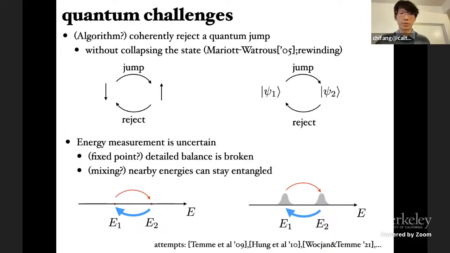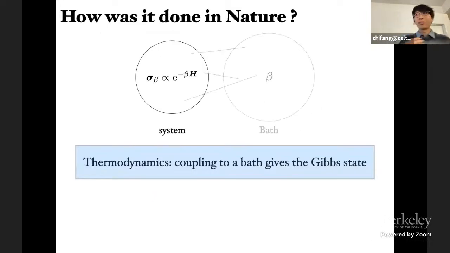And there are lots of attempts to address these challenges. So now let's take a step back. How come there are so many obstacles, but nature thermalizes so nicely? How come there's this empirical success of thermodynamics?